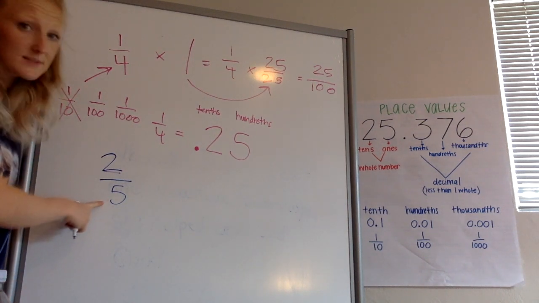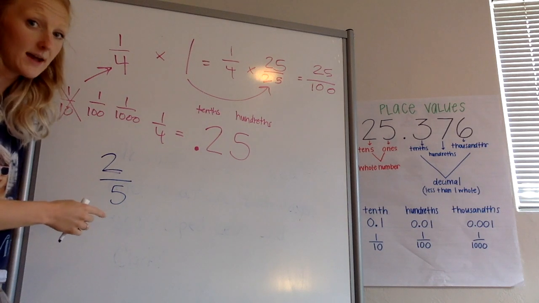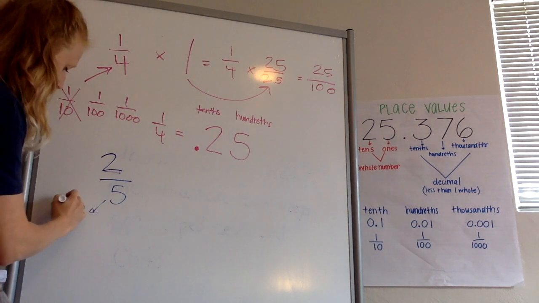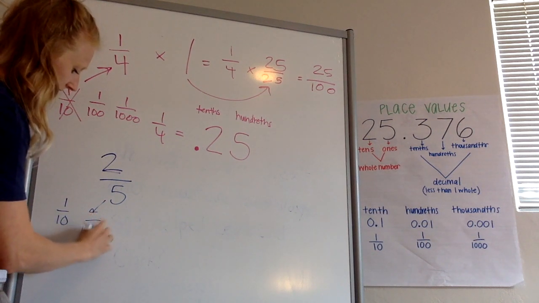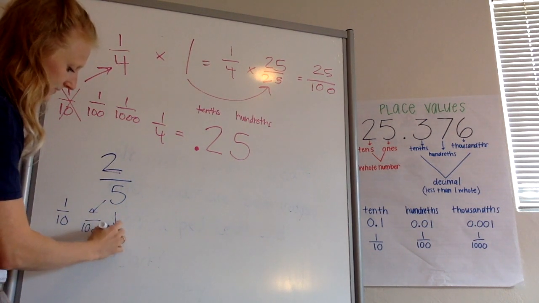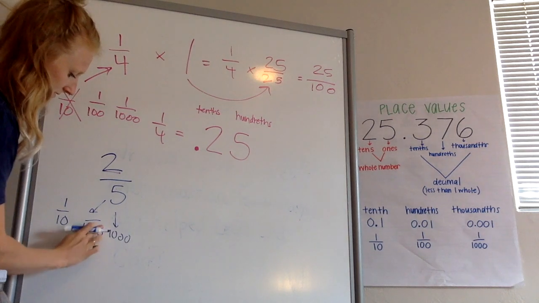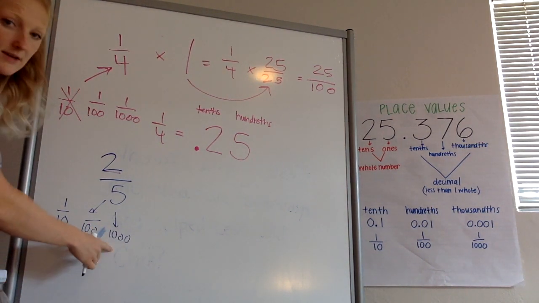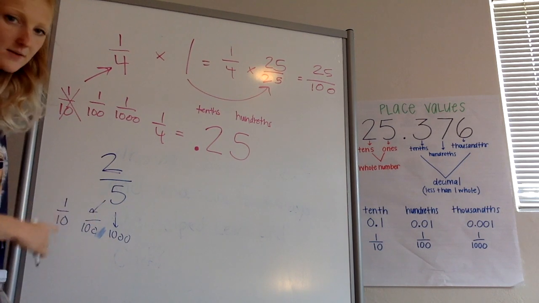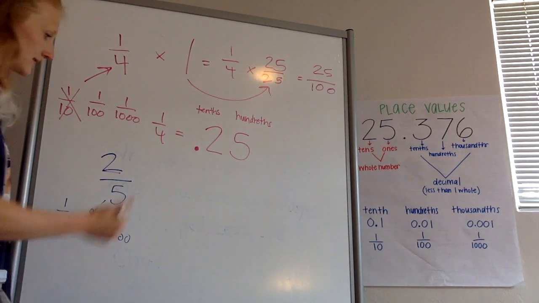Fifths, I don't know what decimal that is. That doesn't help me. I need it to be either in the tenths place, in the hundredths place, or in the thousandths place. Whoops. I need it to be either tenths, hundredths, or thousandths. I don't want fifths.